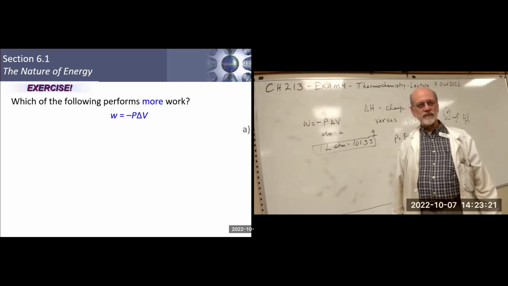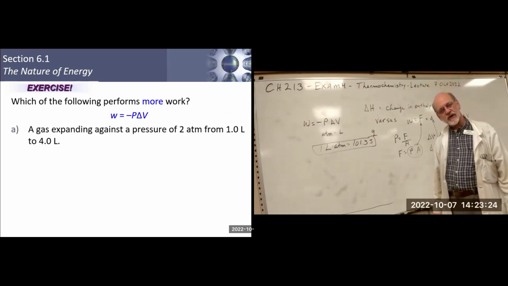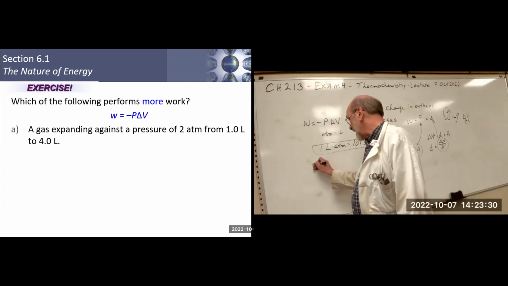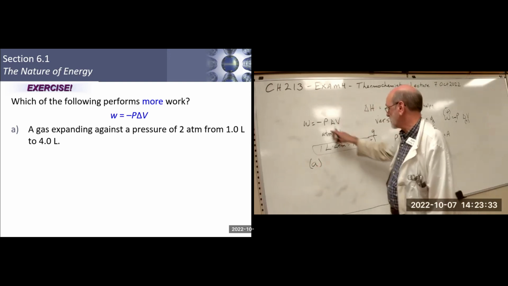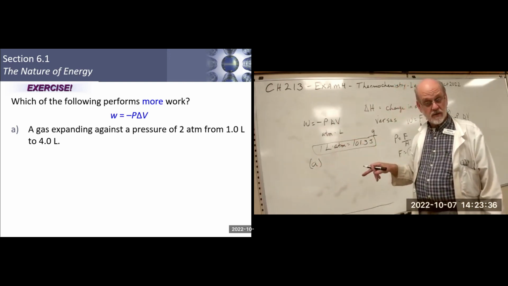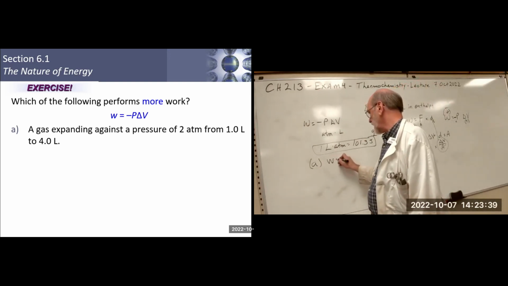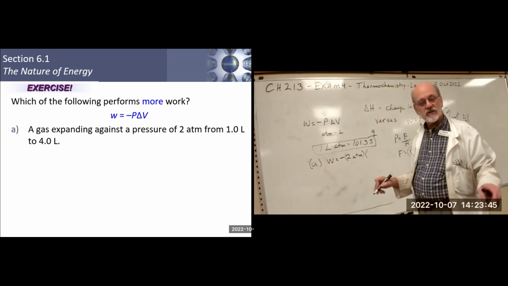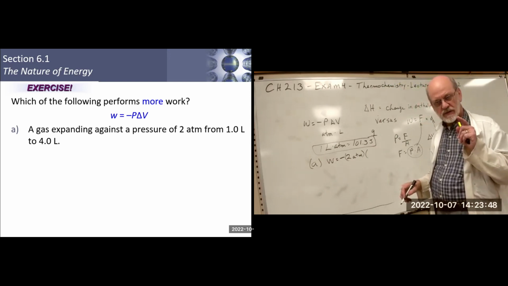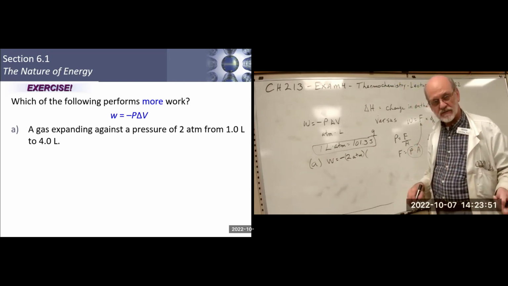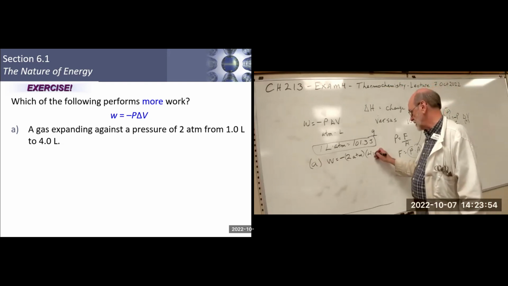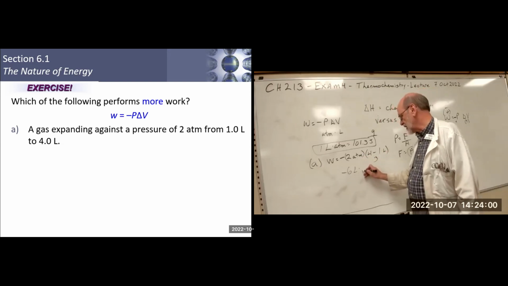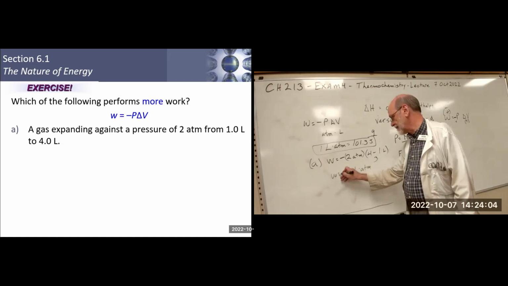So which of the following performs more work? A, a gas expanding against a pressure of 2 atmospheres from 1 liter to 4 liters. So in possibility A, what do we got? Pressure is 2 atmospheres, so work equals negative 2 atmospheres times a change in volume. How do we measure changes? It's final minus initial. So the final is 4 liters minus 1 liter. So that's 3 times 2, which is minus 6 liter atmospheres. Okay?